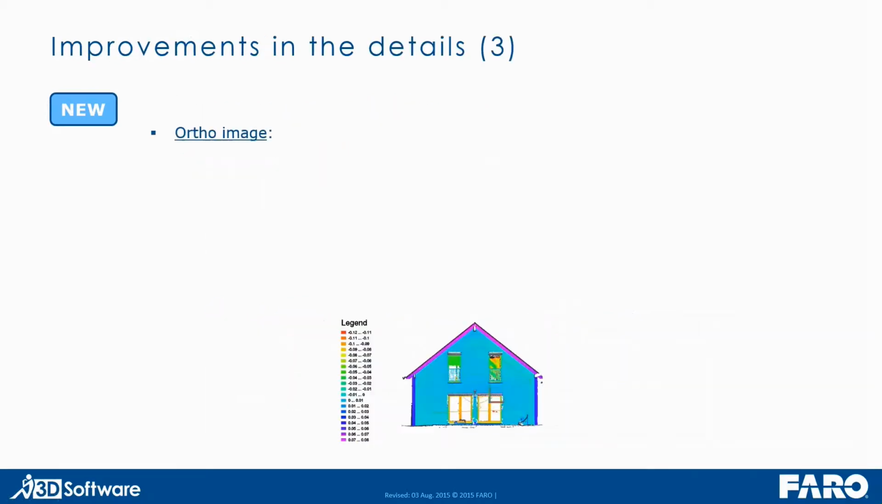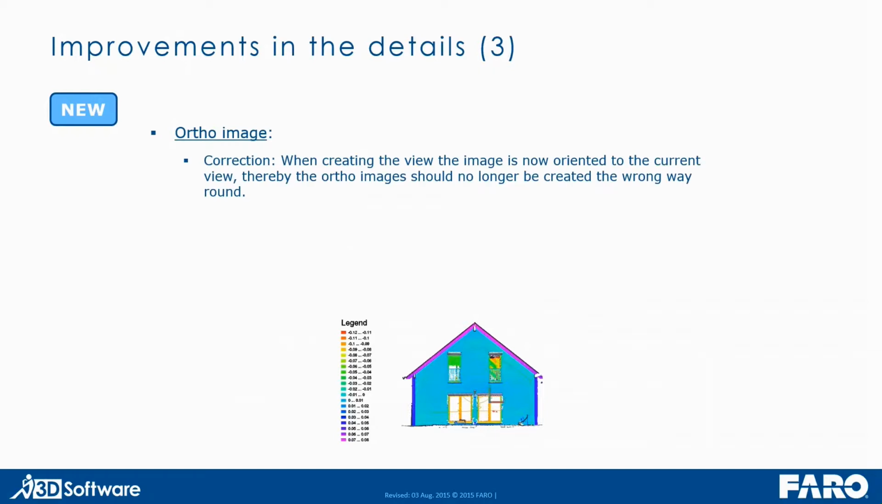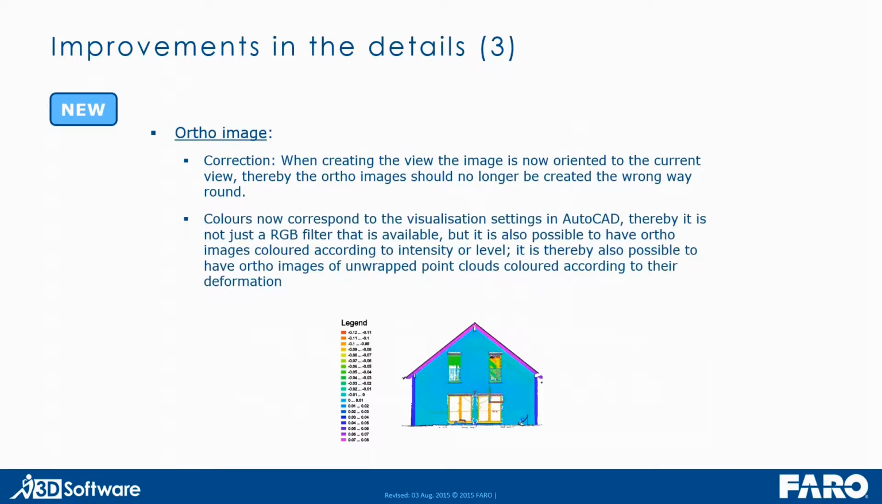And I already mentioned those enhancements in the ortho image tool, taking into account the current view. So we don't have an ortho image from the backside of our facade, but from the front. And as mentioned, we are using now the colors of the visualization settings of AutoCAD.